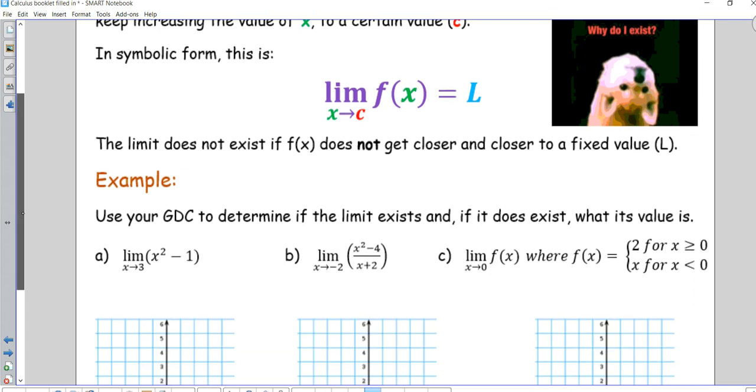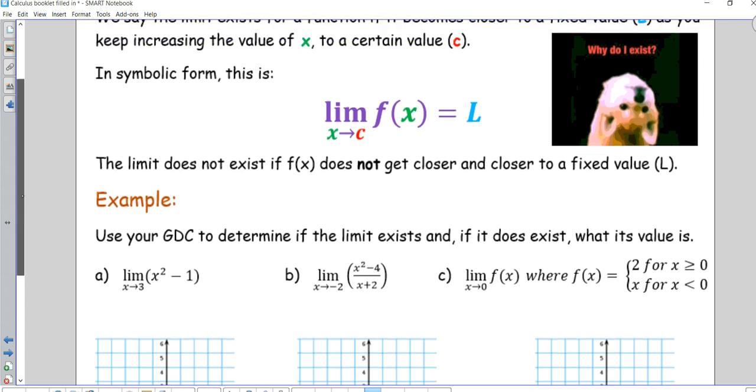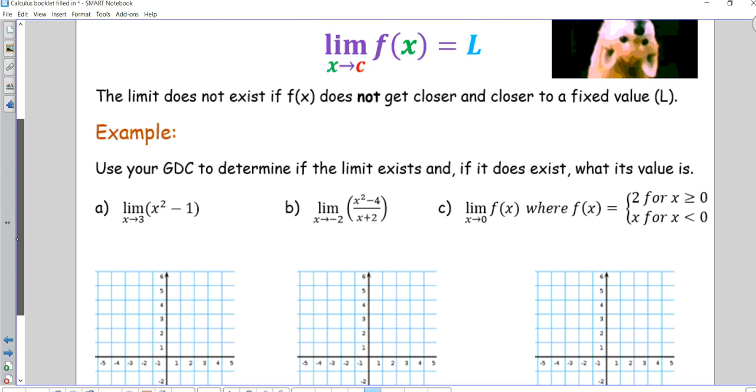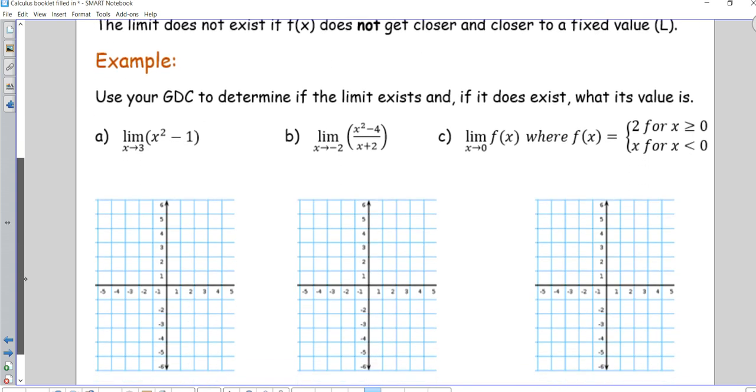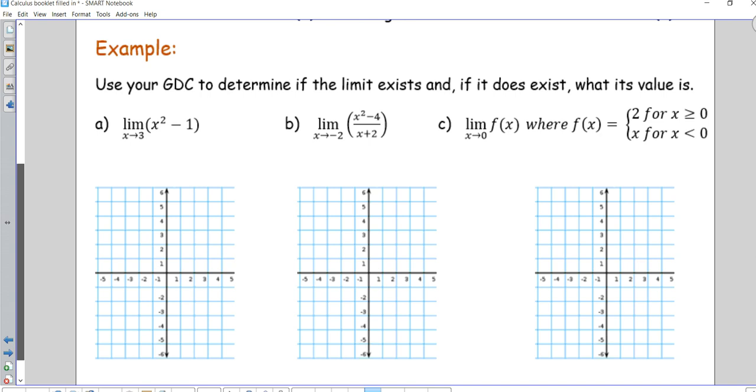Fair and understandable if you still feel confused right now. So, example: use your GDC to determine if the limit exists for these ones, and if it does exist, what its value is.